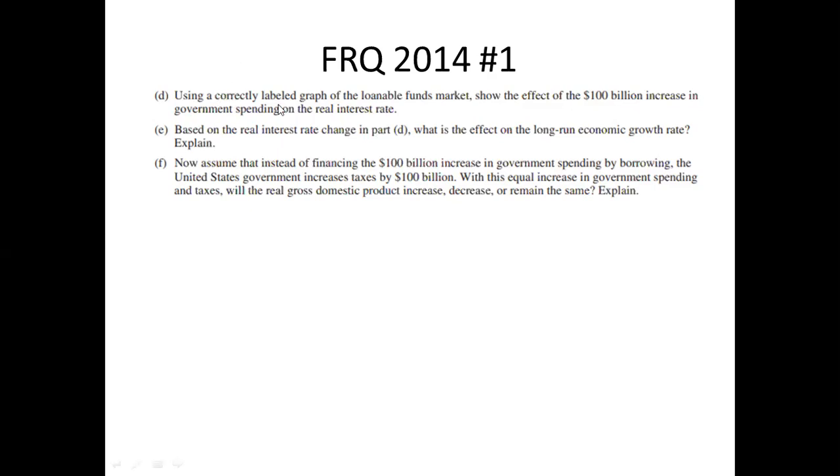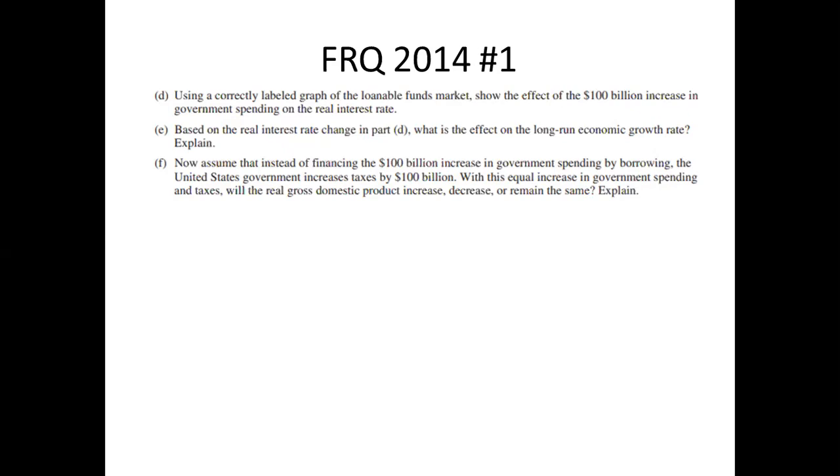It says, using a correctly labeled graph of the loanable funds market, show the effect of the $100 billion increase in government spending on the real interest rate. Really quick, the loanable funds market is the market for money that people are borrowing. Businesses, individuals, the government, other countries, all four entities can borrow money. The loanable funds market is the graph for borrowing money. So looking at what happened, the government is spending $100 billion.